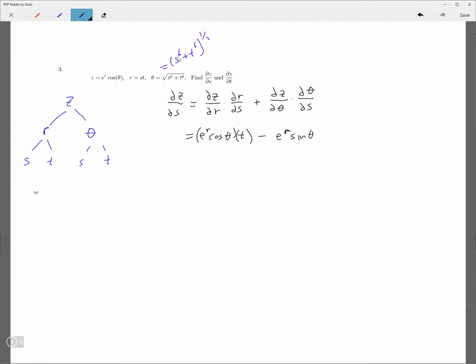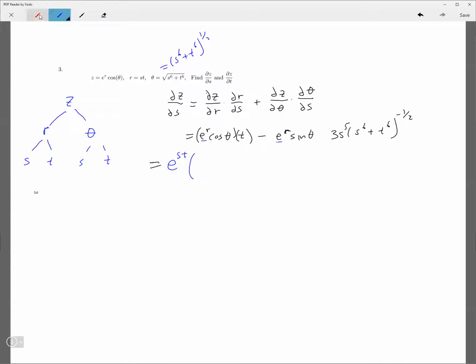The partial with respect to s. So you're going to have a 1/2 come out, and it's going to be s to the 6th plus t to the 6th to the negative 1/2. And then you'll have a 6s come out, but the 6 will reduce with the 1/2, so that'll be 3 s to the 5th. Okay, so all that. And then we could factor an e to the r out, because it's common to both terms. So e to the r, but then you put an st in for that, so it's e to the st that comes out from there and there.